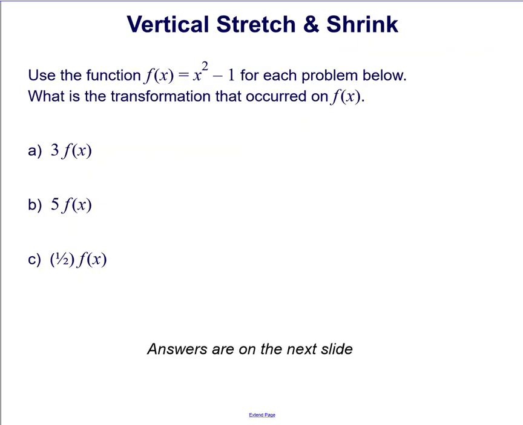As we continue our discussion on vertical stretch and shrink, we're now going to focus on the value of k and the algebraic representation, and how it affects the graph. So let's use the function f of x is equal to x squared minus 1 for each problem below. What is the transformation that occurred on f of x? And we have 3 cases we're considering: 3 times f of x, 5 times f of x, and 1/2 times f of x.